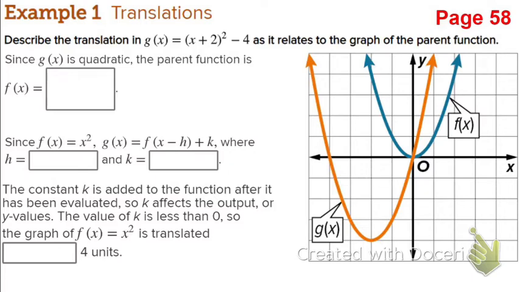Let's see who wrote this down or who remembers from the previous page. It was printed on there, so if you need to, you can go back. What is the equation for my parent parabola? Y equals x squared. So f of x equals x squared or y equals x squared, same exact meaning.